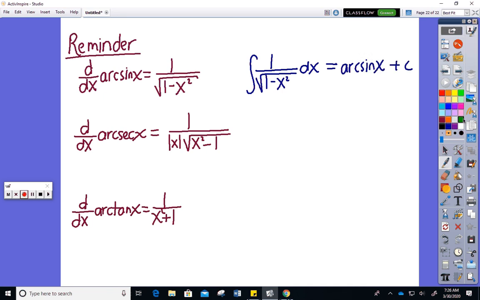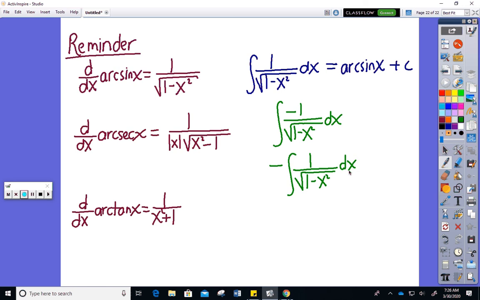The reason I'm not emphasizing the derivatives of arc cosine, arc cosecant, and arc cotangent is that if I had given you this problem and I had said negative 1 over the square root of 1 minus x squared dx, most people would pull the negative outside the indefinite integral sign. This would be what most people would do with this problem. And then they would say, oh, that's negative arc sine x plus c. Now you could say arc cosine x plus c, but I don't think that would be as common.